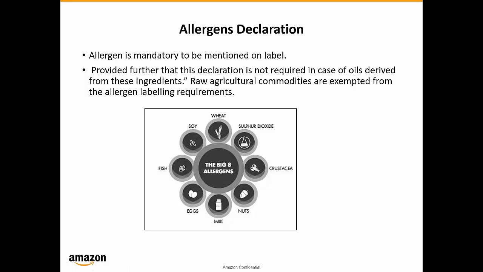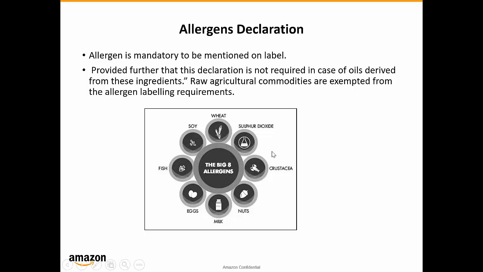Now there is an exemption provided further that this declaration is not required in the case of oil derivatives from these ingredients. Meaning, if we talk about fish oil, it is an oil derivative of fish. In that case, it is not required to mention that this is an allergen. It is understood. If we talk about almond oil, the oil is derived from these ingredients. However, it is not required to put allergen information for almond oil. Also, there are exemptions for raw agriculture commodities. For example, if you talk about atta, it's not important to write that it contains wheat, because it is obvious that this contains wheat.